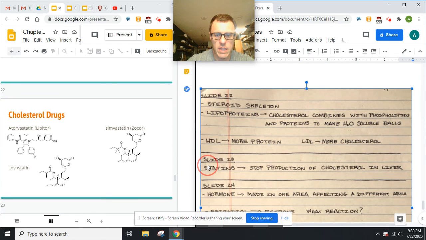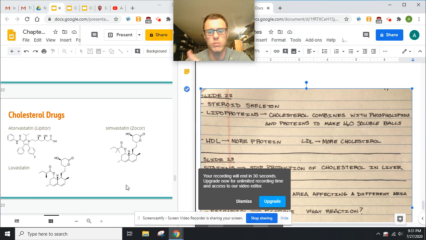There are some drugs that can stop the production of cholesterol in the liver. These are some of them that you probably heard of: Lipitor, Zocor. Lovastatin, I think, was the first drug that was developed for that purpose. You could see lovastatin and simvastatin are pretty similar there. Just a few, just like this little chain looks like it's the only difference.